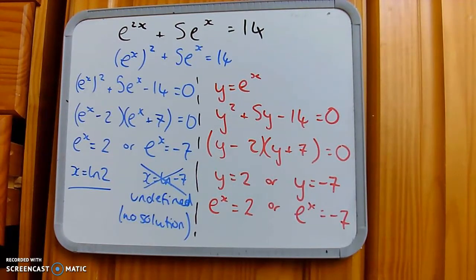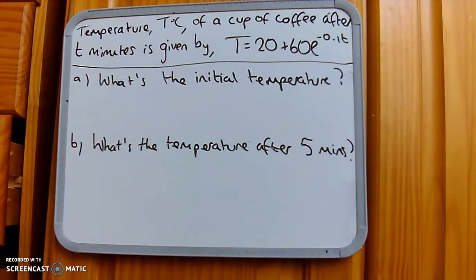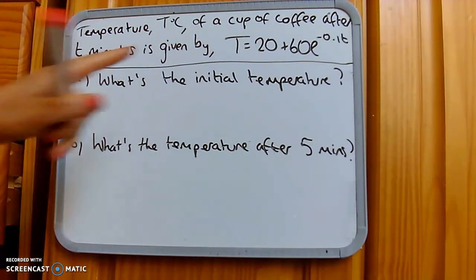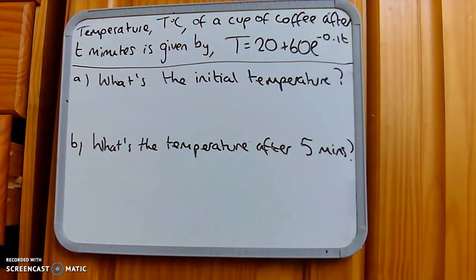Alright, moving on, we're going to do a modelling question, just involving some ln, and then that's us done for here. So let's read through this question. The temperature, T degrees C, of a cup of coffee after t minutes, small t, so it's different, is given by capital T is equal to 20 plus 60 e to the negative 0.1 t.